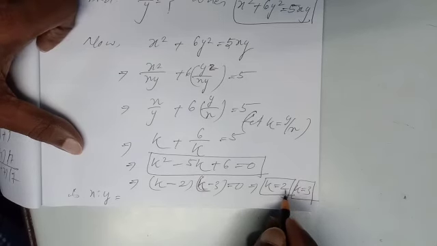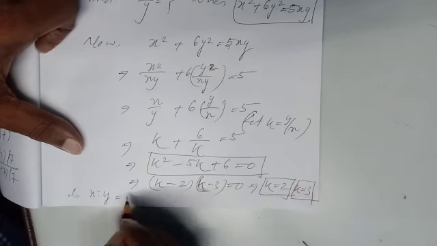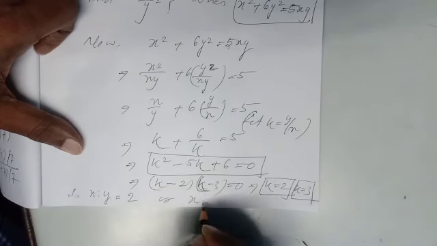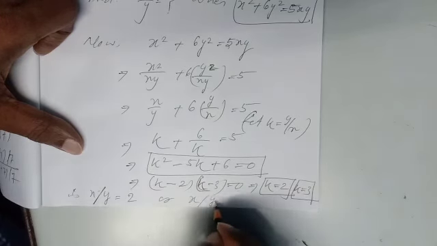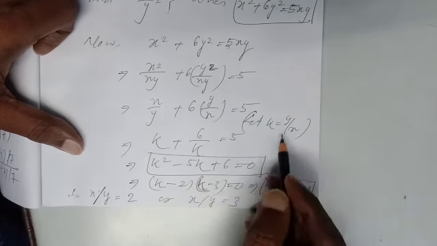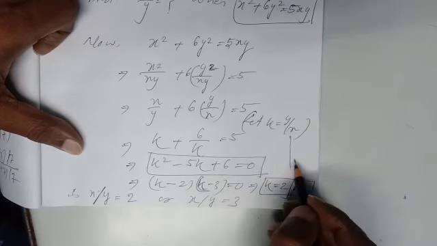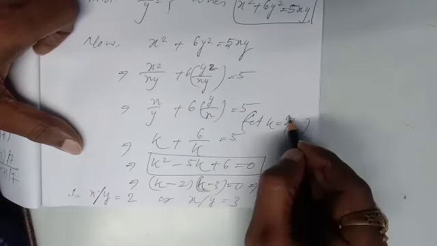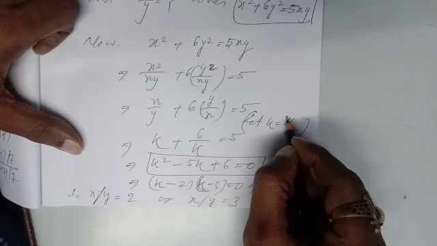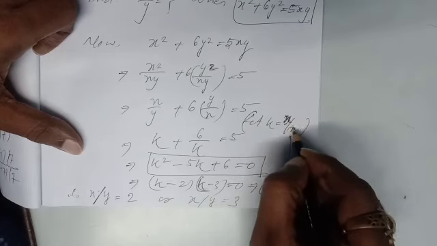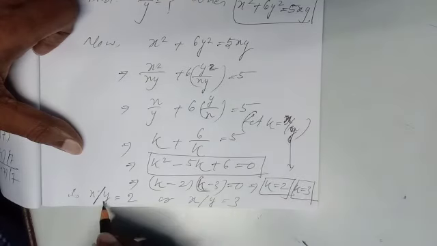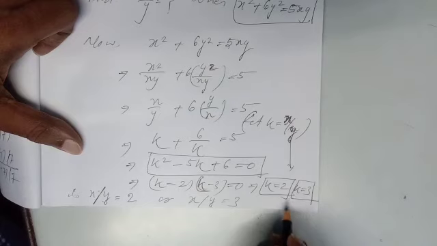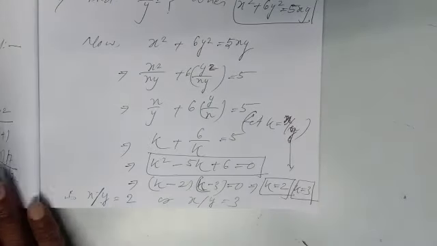If x by y is equal to k, how much is k? Either 2, x by y is equal to 2, or x by y equal to 3. Because I have taken x by y as k. Sorry, printing mistake. X by y has been taken as k. Therefore I am getting x by y is equal to 2 or x by y is equal to 3. In this way, 4 questions are complete today.